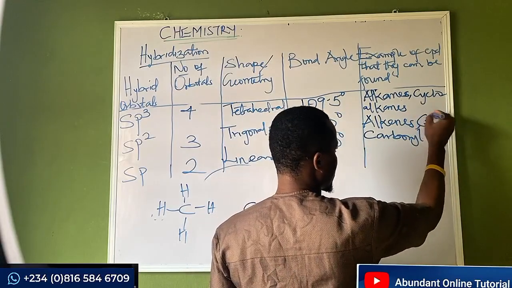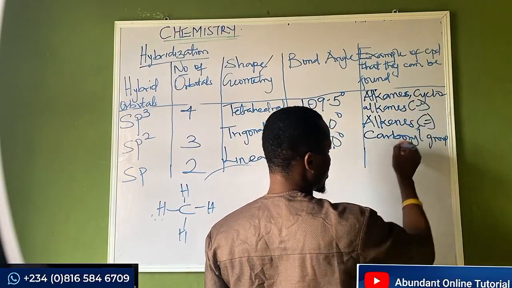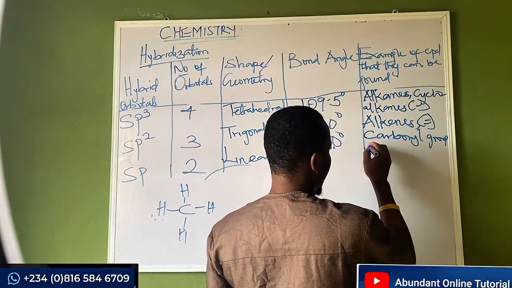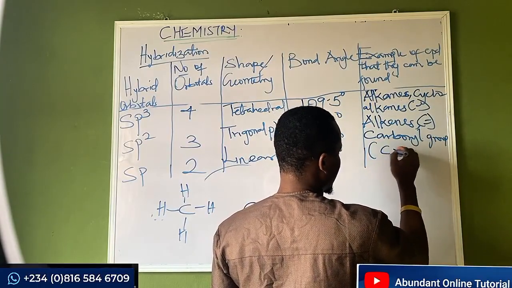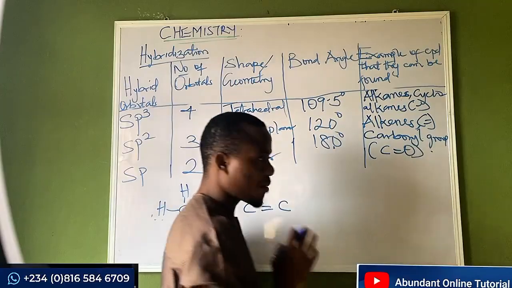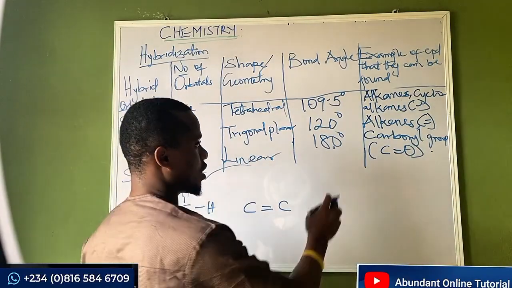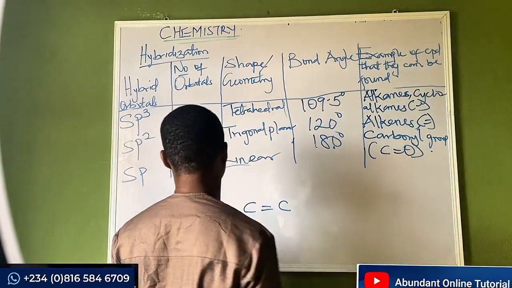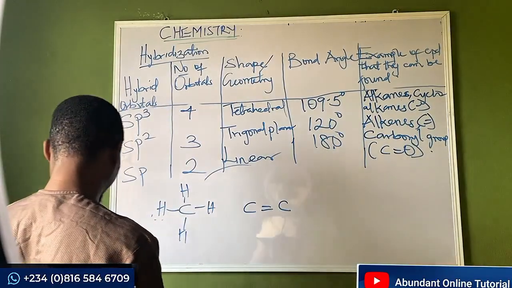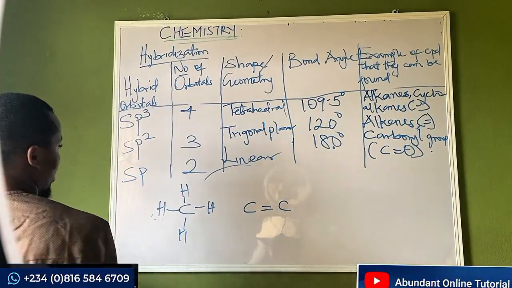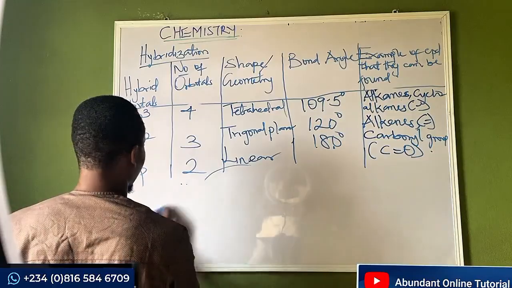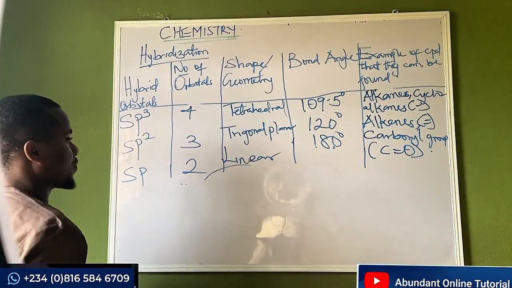Okay, let me put it like this. This one is a single bond. So the carbonyl group has a formula like this. This is the carbonyl group for you, C double bond O. All right. So for this one we have sp.